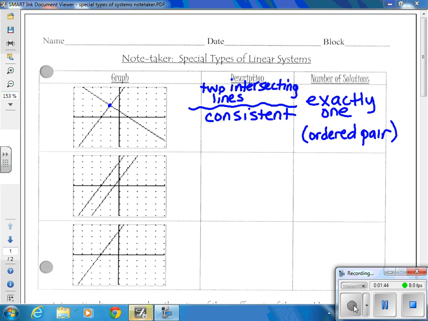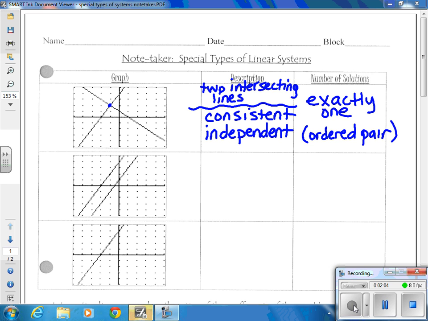Okay. And then independent is the other description. Okay, and the reason or the way you can know that it's independent is because it's two independent lines that made this picture happen. So consistent deals with the amount of times it touches the other line, and independent deals with how many lines exist.